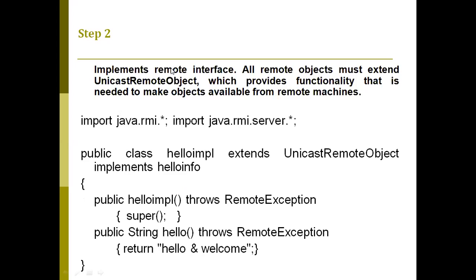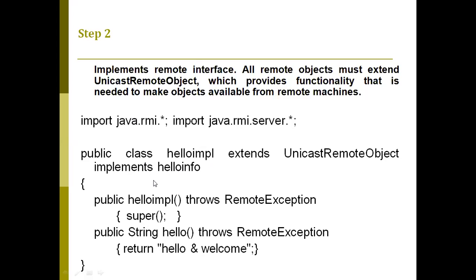the second step should implement the remote interface that we declared in step 1. All remote objects must extend UnicastRemoteObject, which provides functionality that is needed to make objects available from remote machines. So for this step 2 program, I need to import 2 packages, java.rmi.* and java.rmi.server.*. Then public class HelloImpl. This is the name of my class that extends UnicastRemoteObject and implements HelloInfo.